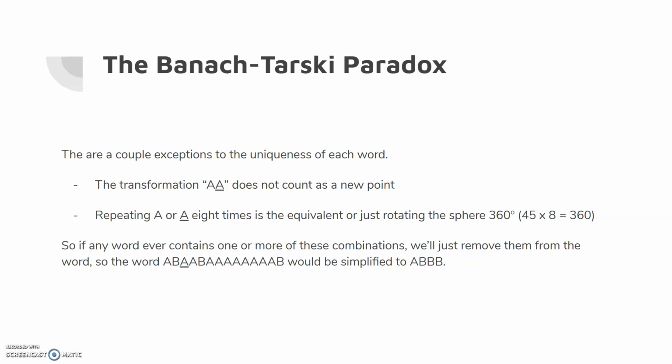So if any word contains any of these combinations, we can just remove the combination from it. For example, see this word, A, B, underline A, B, these 8 A's here, and then B, we could simplify this word down to just A, B, B, B. That is the same word, and this is the one we'll actually use. All the ones like this we'll just ignore.